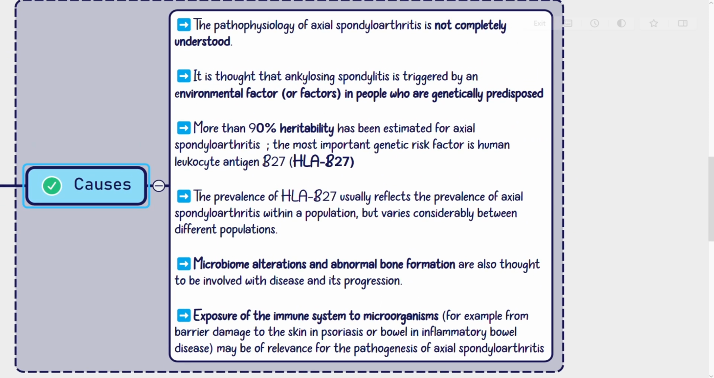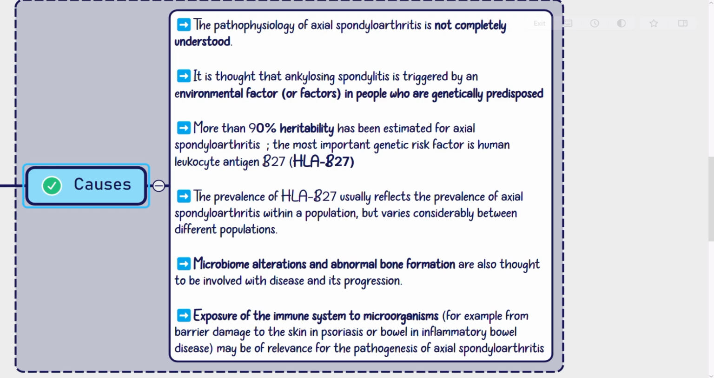Causes. The pathophysiology of axial spondyloarthritis is not completely understood. It is thought that ankylosing spondylitis is triggered by an environmental factor or factors in people who are genetically predisposed. More than 90% heritability has been estimated for axial spondyloarthritis. The most important genetic risk factor is human leukocyte antigen B27, HLA-B27.